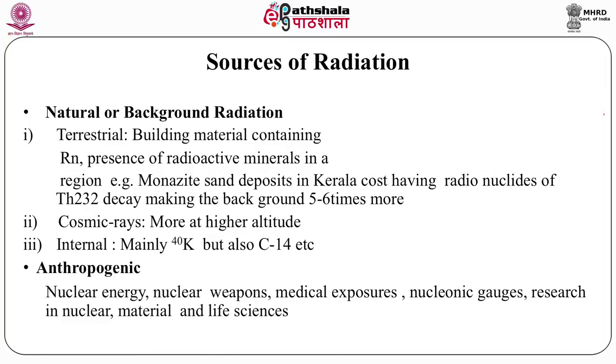You must have heard the term carbon dating. Carbon dating is based on the content of carbon-14 and the ratio of carbon-14 with respect to carbon-12. And from there, one can determine the age of any fossil. Then, apart from natural or background radiation, the other source of radiations are generically called anthropogenic radiation. That means man-made radiation. And they are in nuclear energy, nuclear weapons, medical exposures, nucleonic gauges, research in nuclear material and life sciences. So all these constitute man-made radiation sources.